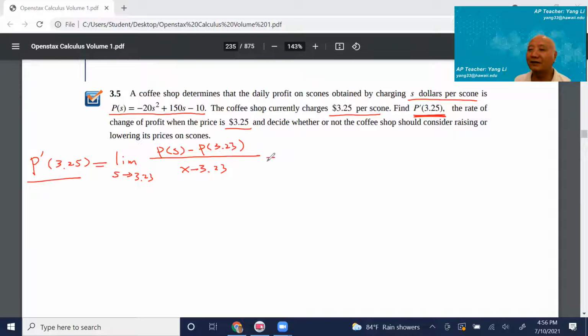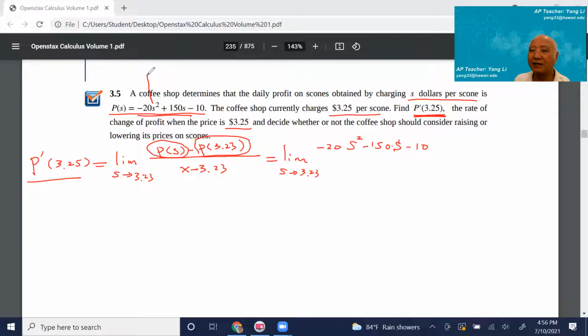And then you can break it down and go inside here, you can go by limits as S approaches 3.25 of P(S). This one equals this, you put it here. So that's negative 20 S squared plus 150 S, this is S times S, this is S, okay? Don't be confused. And then minus 10. But you're going to subtract this now here. How do you find this one?